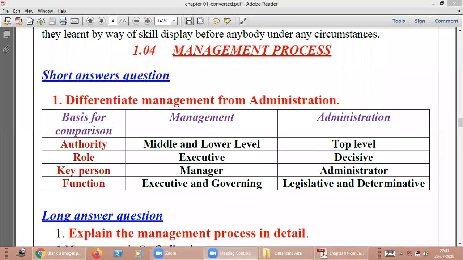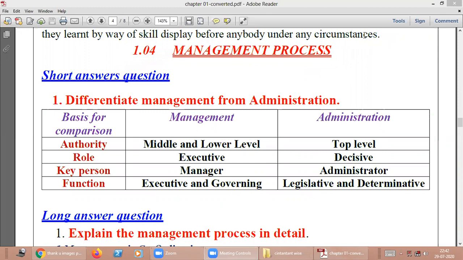Last class we discussed the meaning of management and concepts 0.0, 0.1 and 0.2. This class we are going to discuss 1.04, management process. What is meant by management process? In this heading we have two questions, a 3 mark and a 5 mark question. First we see the 3 mark question.